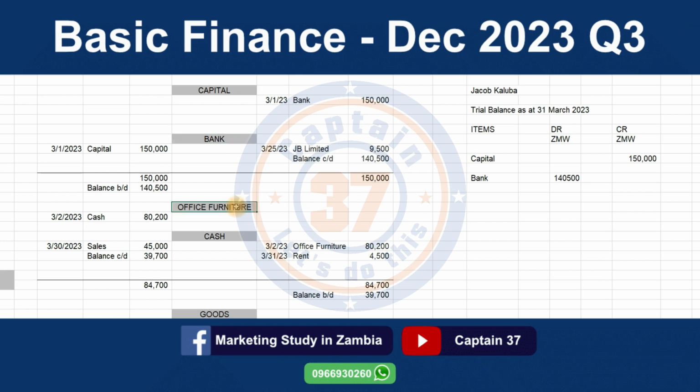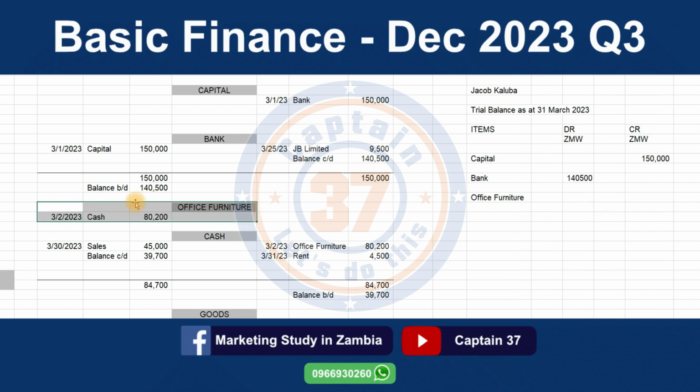Now it's office furniture, and the entry is on the left, it's on the debit side. So we'll type here office furniture. Okay, office furniture. Let's just give it some space like this. Office furniture, remember, it's on the debit side. Here it is. So it is 80,200. So it is 80,200. So we're done with office furniture.